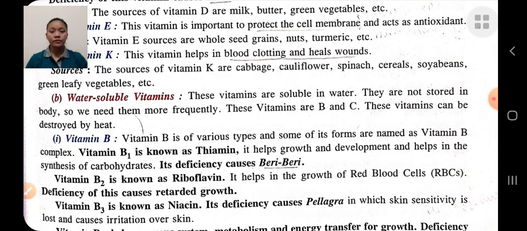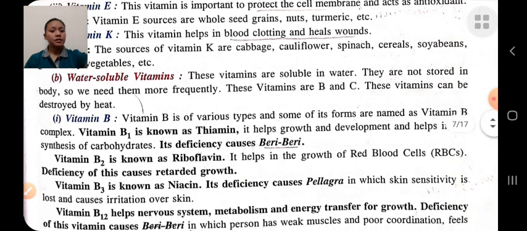Water soluble vitamins are not stored in our body, so we need them more frequently. Water soluble vitamins are vitamin B and C. These vitamins can be destroyed by heat. Therefore, we should take water soluble vitamins more frequently.